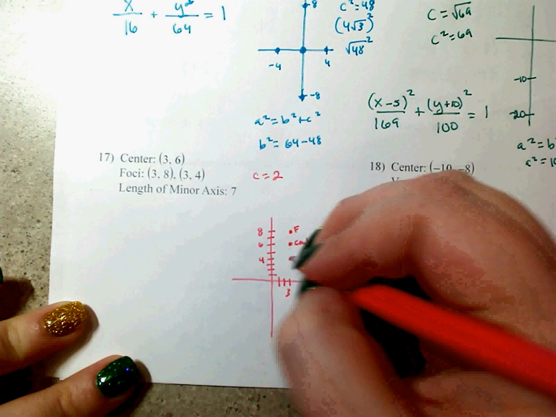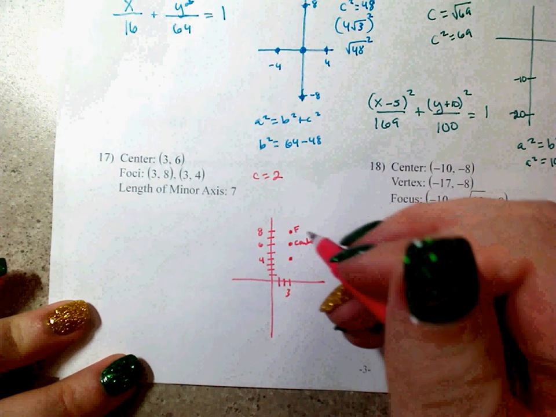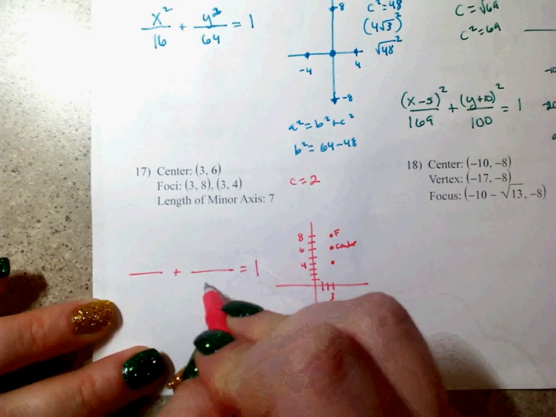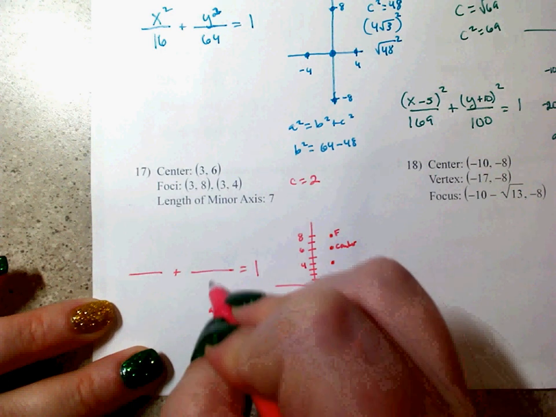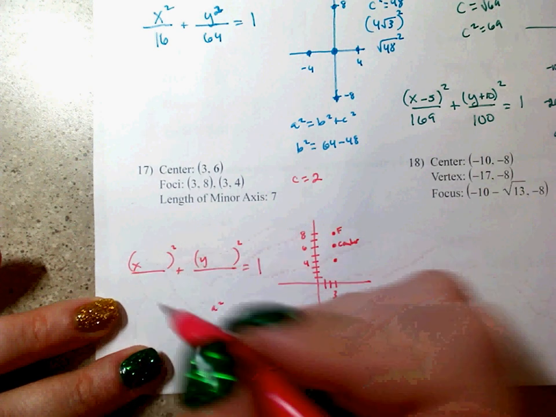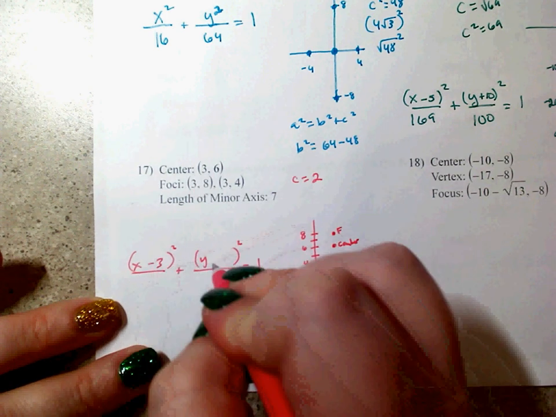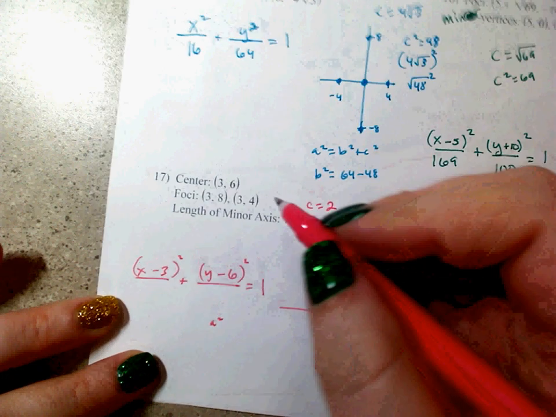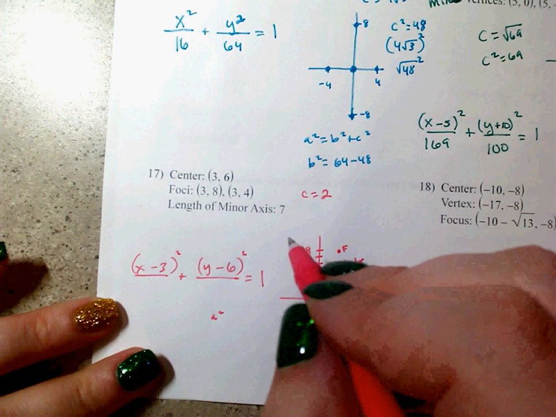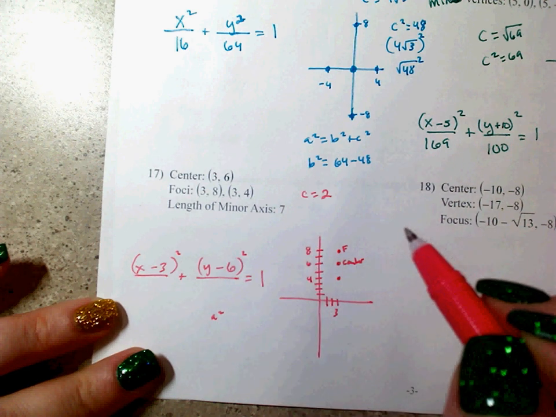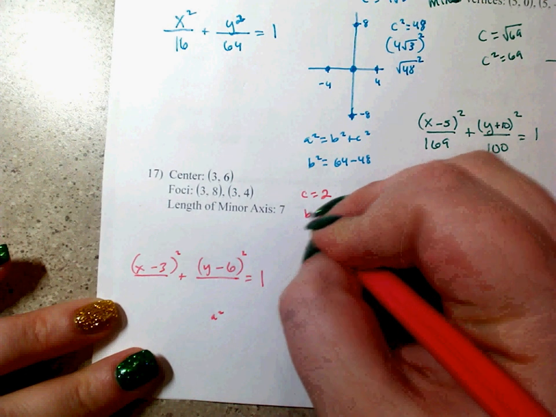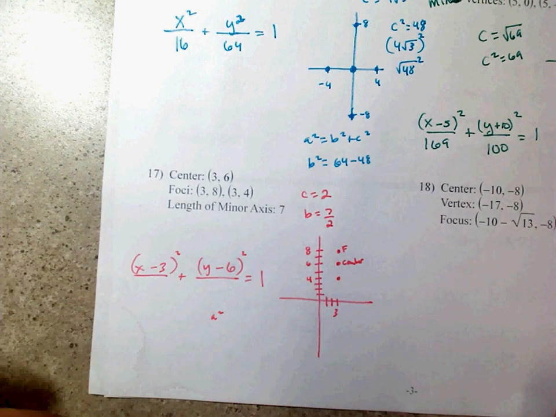So this gets A, whatever A squared ends up being. My center is 3, 6, so minus 3, minus 6. I know that C is 2, and I also know that the length of my minor axis is 7. So when they say length of minor axis, they mean all the way across. Okay? So that means B is only 7 halves, which is interesting. That means that B squared is 49/4.